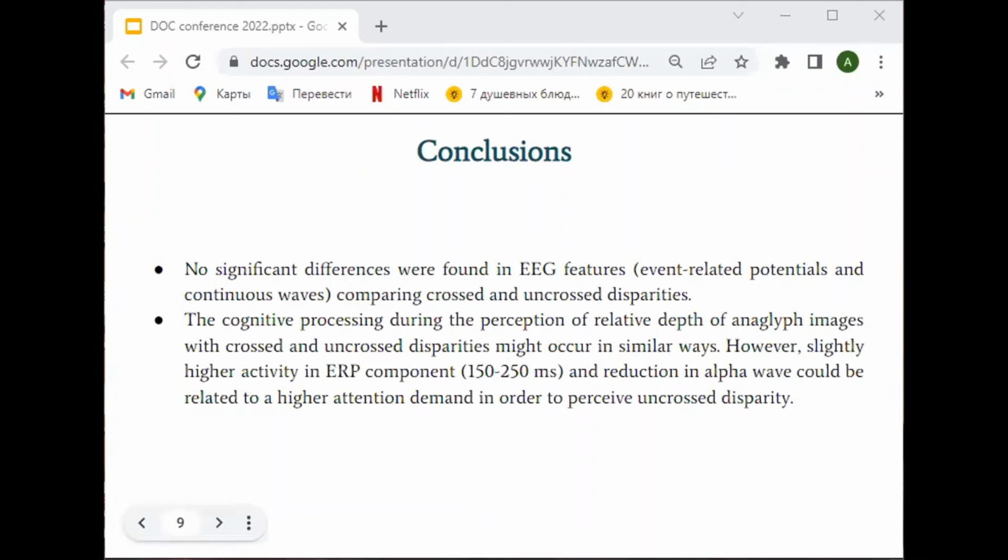However, the slight activity that was seen in the event-related potential component in the time frame of 150 to 250 milliseconds and the reduction in alpha wave could be related to a high demand for attention in order to perceive the uncrossed disparity.